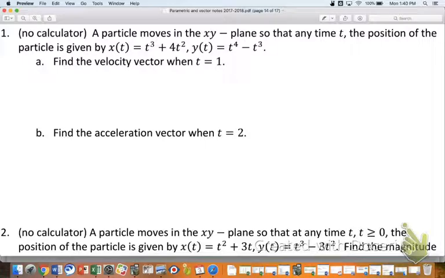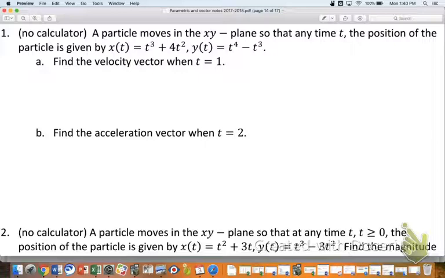It says a particle moves in the xy plane so that at any time t, the position is given by x of t and y of t. So x of t would be the x coordinate for the position, y of t would be the y coordinate for the position, and you're given the relationships there. 1a says, find the velocity vector when t equals 1. I thought I would do this one with you just to help you with the symbology a little bit. Then I think you'll find B, hopefully, to be very doable.